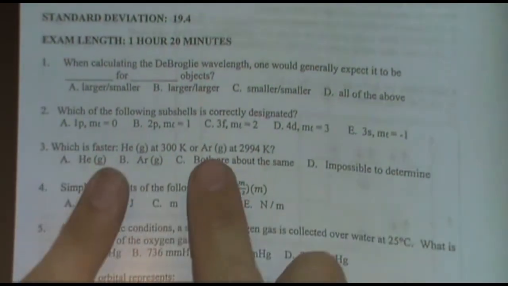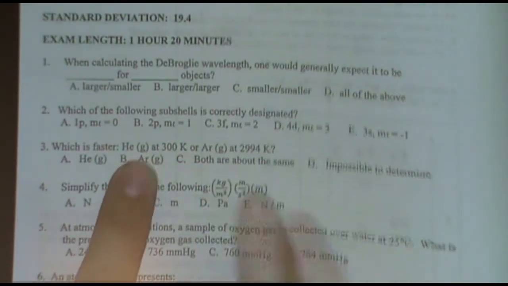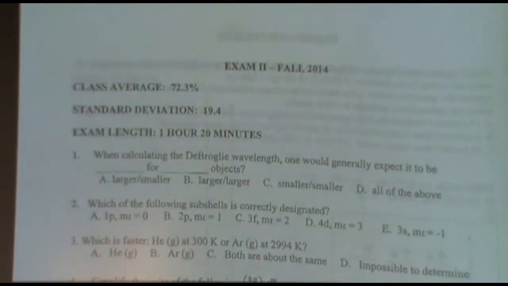You have to calculate it. So, this is a velocity question. So you have to calculate the root mean square velocity. So, helium at 300. Let's do that one. You can do the other one yourself at home. Is that okay?